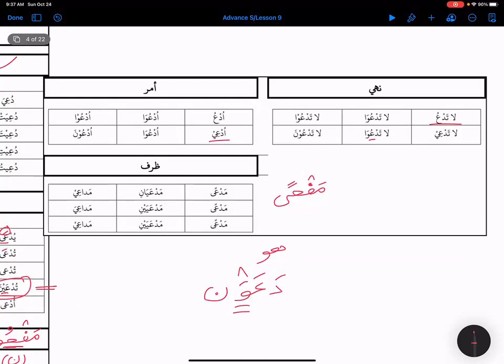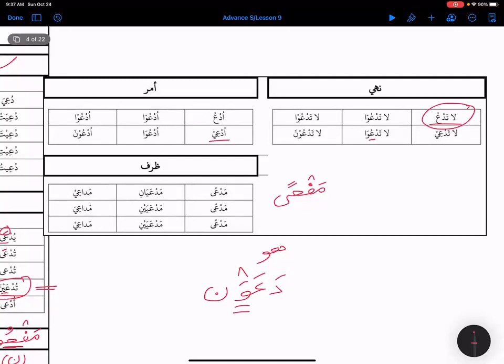And what's going on over here? How are we making it majzoom? By dropping the weak letter. So whenever there is a weak letter at the end, when we are making it majzoom, we just drop this weak letter, and this is how we make majzoom in naqis.